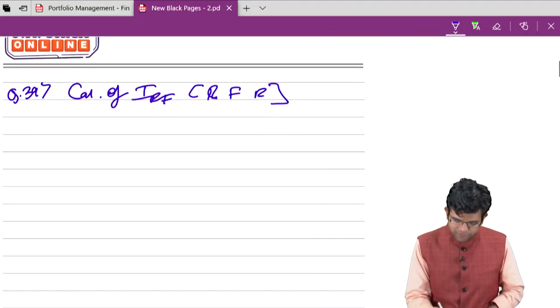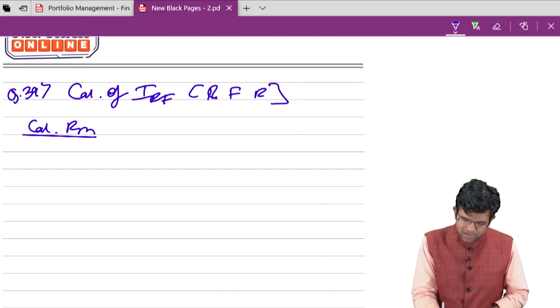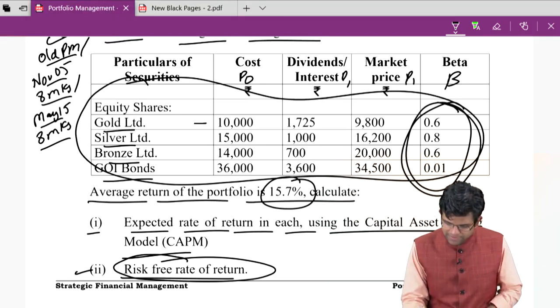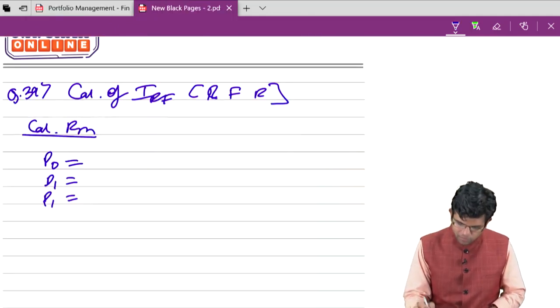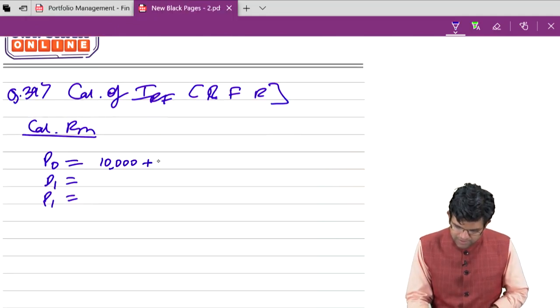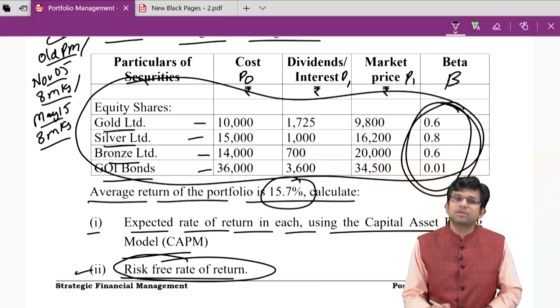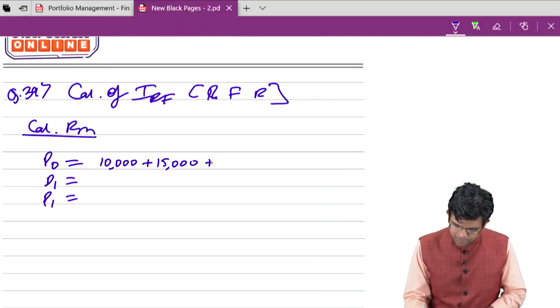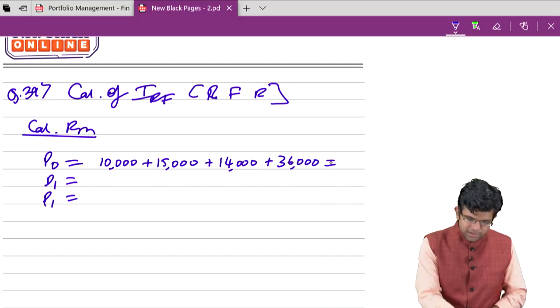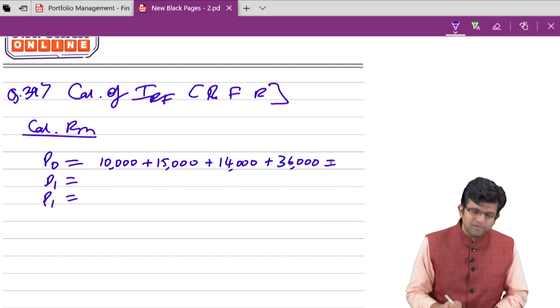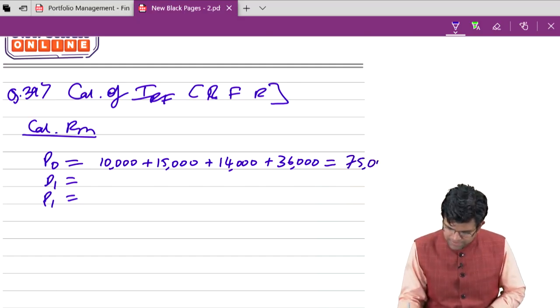So first things first, let's calculate RM. Students, for RM, we will need the P0, we will need the D1, we will need the P1. So P0 will be 10,000 plus 15,000 plus 14,000 plus 36,000. We will get 75,000 as your total P0, correct?